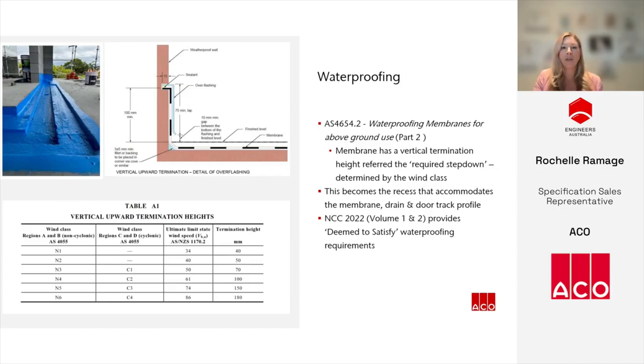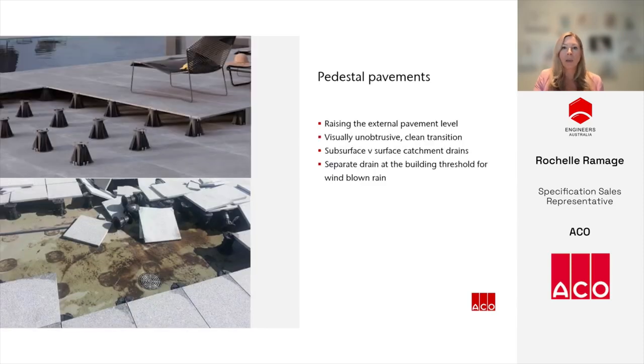One common way to achieve a level threshold is to use pedestal or pod pavers to raise the external pavement level. This provides a visually continuous pavement to the building entrance. It also hides a subsurface drainage element beneath the pavers. Hiding drains, whilst aesthetically pleasing, can give rise to all sorts of access and maintenance problems. The purpose of this drain is to remove water from the pavement, not to remove wind-driven rain at the doorway.